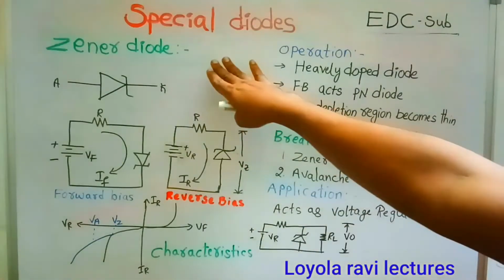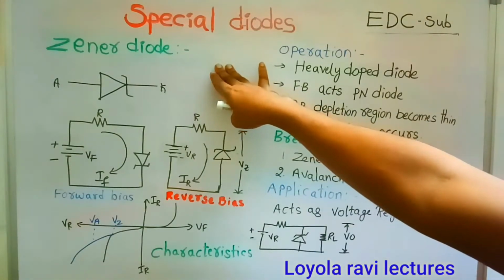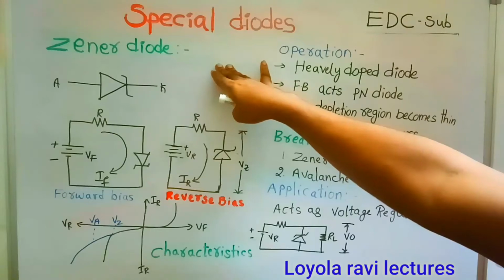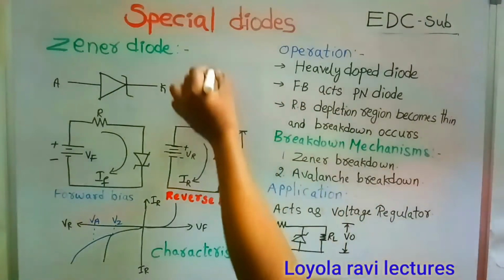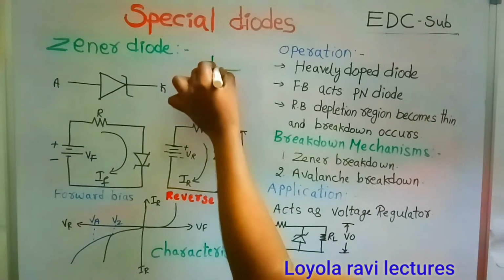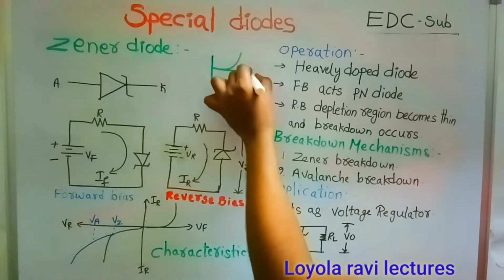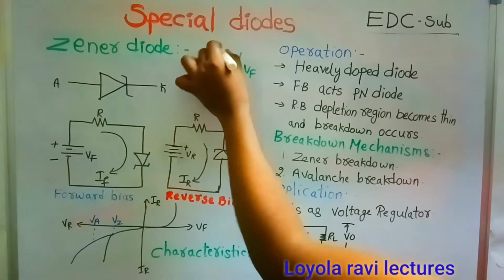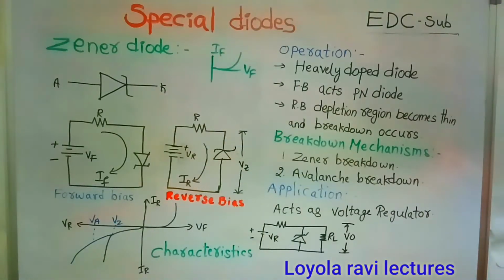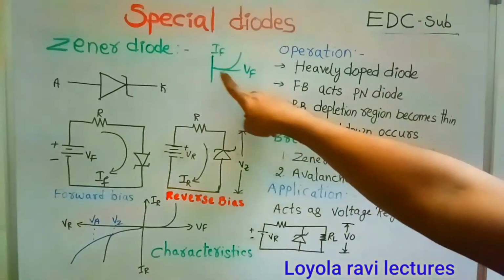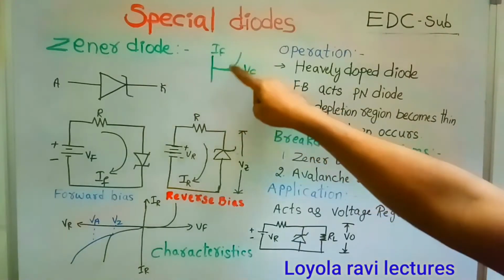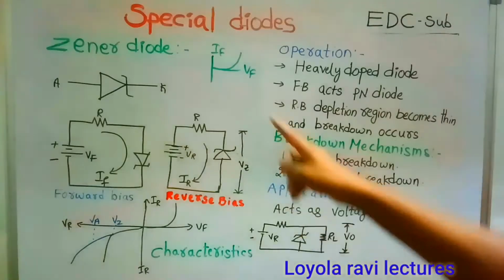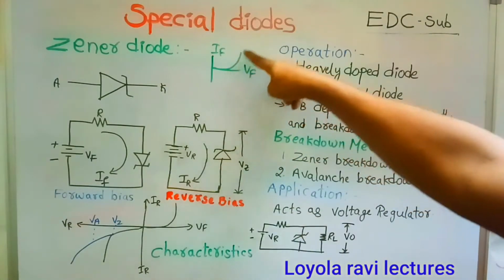Before going to discuss this Zener diode, what is the drawback in the PN junction diode? First we have to know. In PN junction forward bias, there is no problem. The forward bias characteristics are like this. When we increase the forward bias voltage, we get the current IF after some cut in voltage. Still increasing the forward bias voltage, the current increases exponentially.